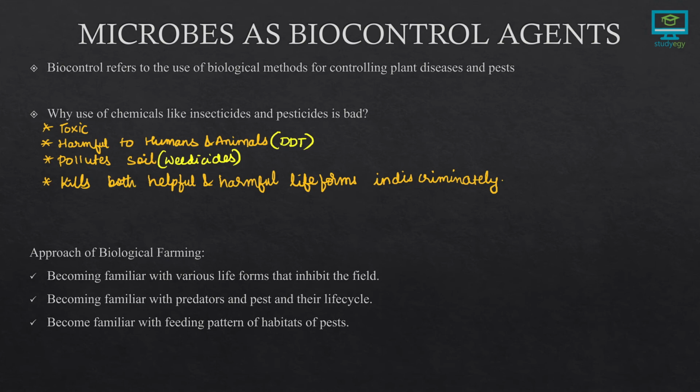Now here we have the approach of biological farming. What are the approaches of biological farming? Let's see them. One, becoming familiar with the various life forms that inhabit the field. Two, becoming familiar with predators and pests and their life cycle. This point is important because if we know their life cycle, then we can find a solution such that we do not let the life cycle continue. Next, becoming familiar with the feeding patterns and habitats of pests.